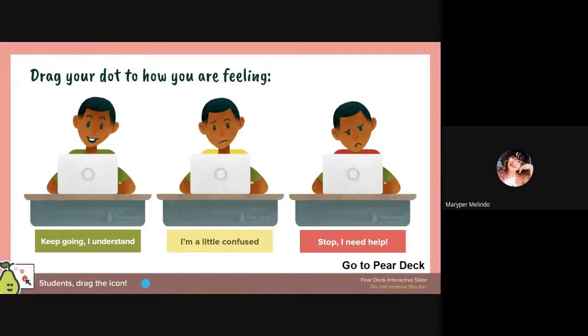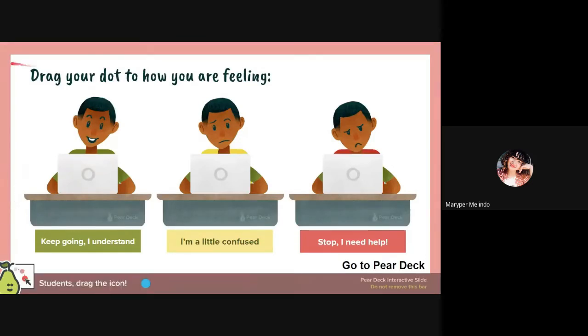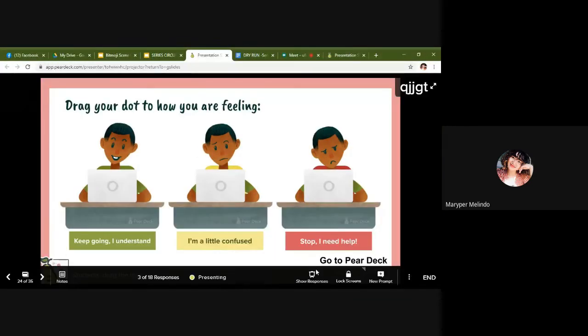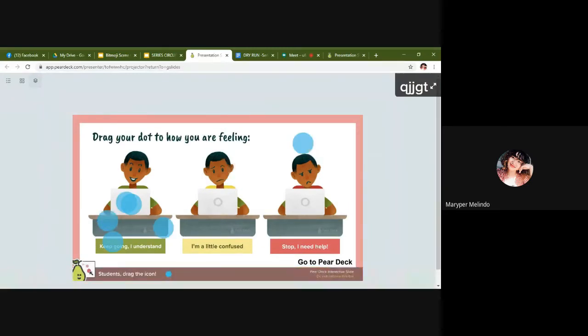So, let me hear something from you. Drag your dot to show how you are feeling. So, sige, tingnan natin kung information overload ba to. Wait lang, babalik po ako doon sa ating presentation. Yan. Okay pa ba kayo? Wow! So, keep going, I understand. And then, wala pa nagsasagot ng I am a little confused and stop, I need help.